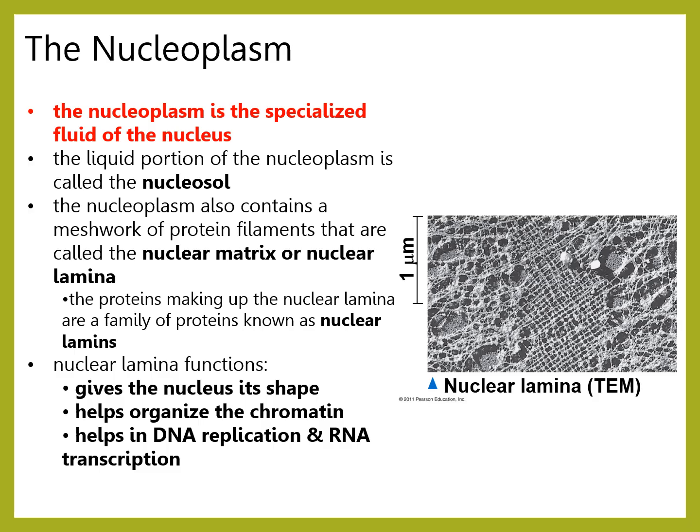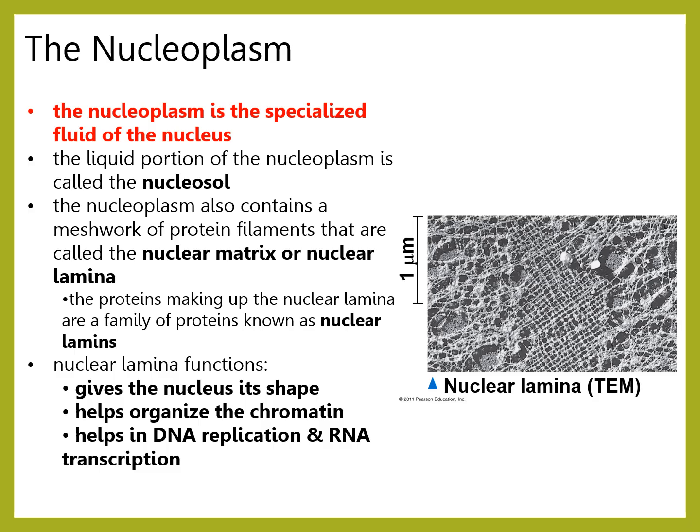This is very, very similar to the liquid watery portion of the cytoplasm that we call the cytosol. So those two are very similar to one another. And just like the cytoplasm has a protein scaffolding network, so does the nucleoplasm. It contains a meshwork of protein filaments that we call the nuclear matrix or the nuclear lamina.